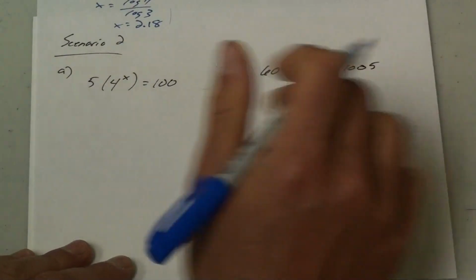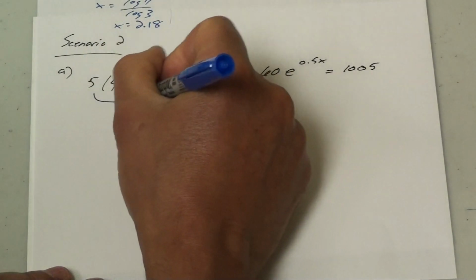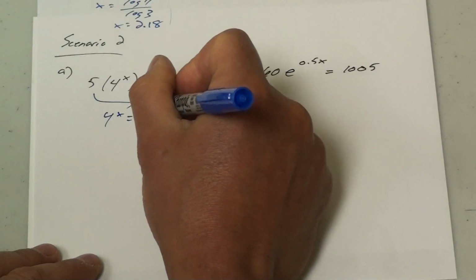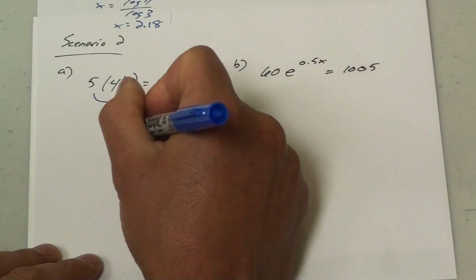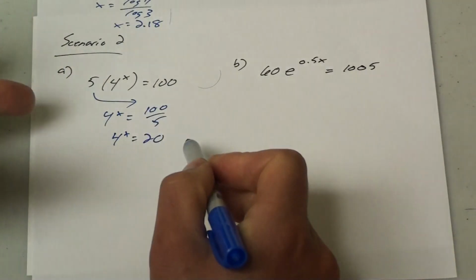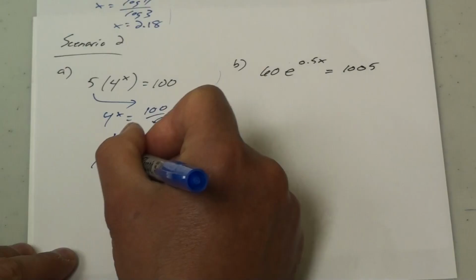Okay, so this example right here, scenario 2, now I have a number in front. First thing I want to do is divide that 5 over to the other side. That'd be 100 divided by 5, which is 20. And now I just did that step and it becomes exactly the same as the previous examples where you're just going to want to put the logarithm on both sides.